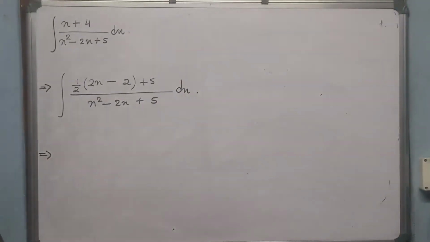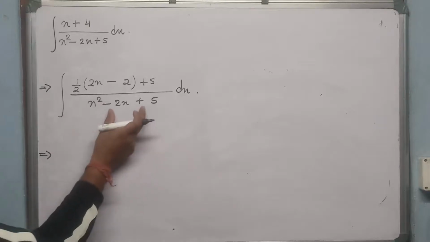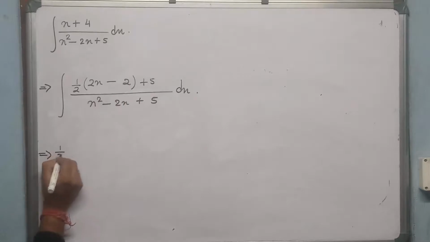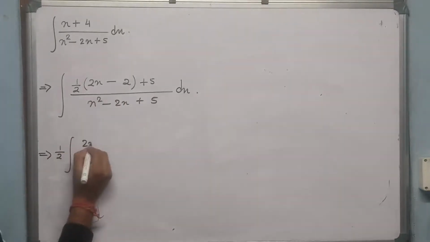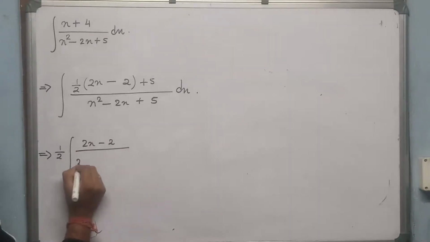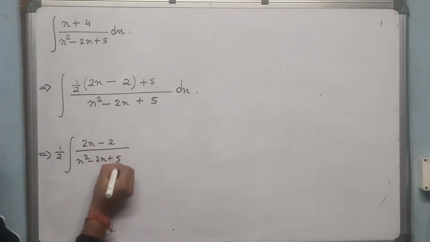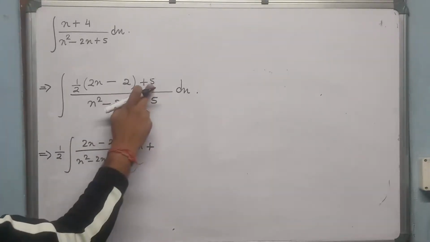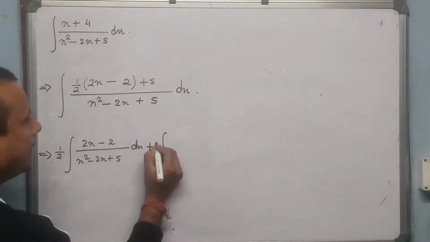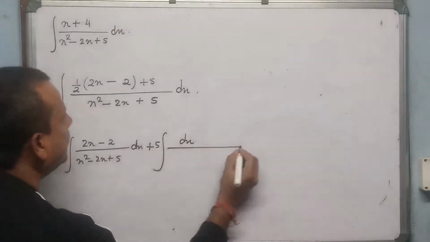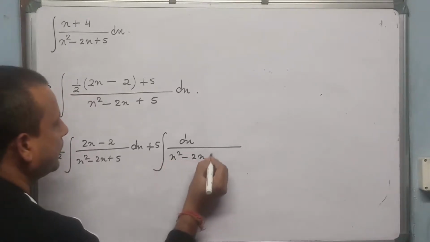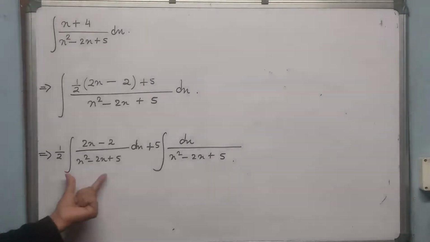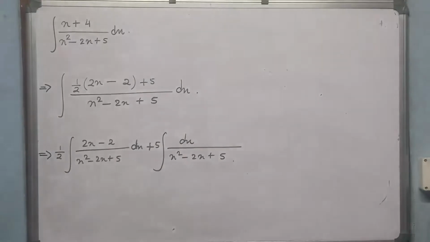Now the method is that you always have to divide individual quantities. Divide this quantity by the denominator. I'll add half outside the integral. Now 2x minus 2 over x square minus 2x plus 5 dx, then plus, divide this 5 by this quadratic. We'll get 5, I'll add outside, it will be dx only over x square minus 2x plus 5. After the separation, you will get two different integrals. First one, always substitution. Second one, form of integration.